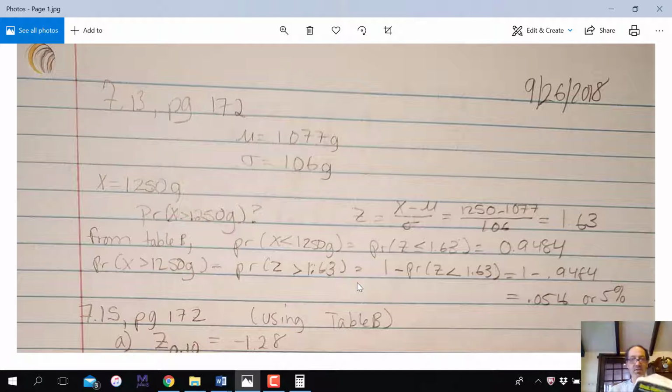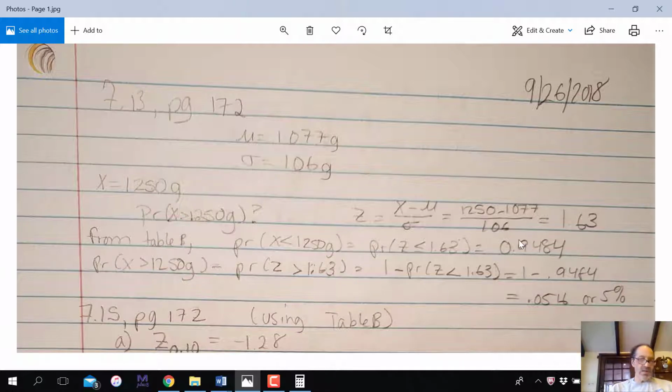So I go to table B. Should have left that open. Okay, it's on page 543, and I look for 1.63. I go down to the row that says 1.6, and I go across to the column that has the hundredths value 0.03, and I get 0.9484, which I write down here.